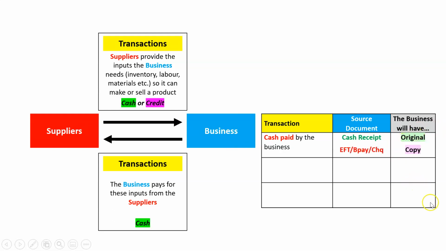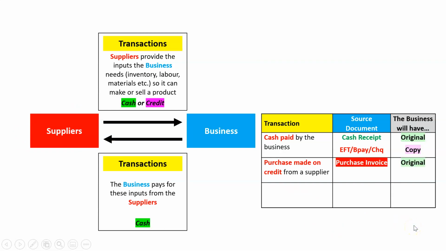We will also deal with a whole bunch of different transactions: EFTs, electronic funds transfers. Maybe we pay something online with our bank, or BPay, that's a very popular way to pay bills in Australia, or maybe even a check. That still does happen. And when we give those to suppliers, we'll actually have the copy because it's the supplier who's getting the original.